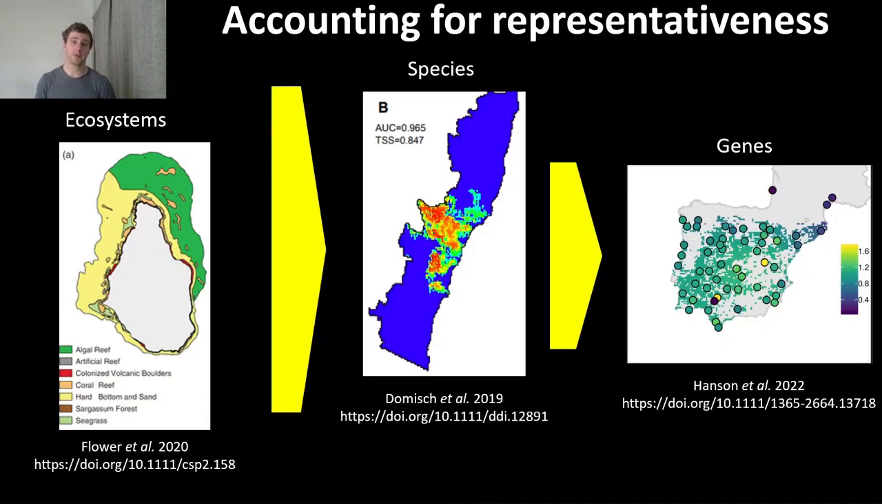In practice, representativeness is quite difficult to achieve. In theory, you would want to have data on ecosystems, data on species, data on genetic variation within those species. In practice, genetic data is rarely available, so most people will use data that's available on species or ecosystems or biomes.